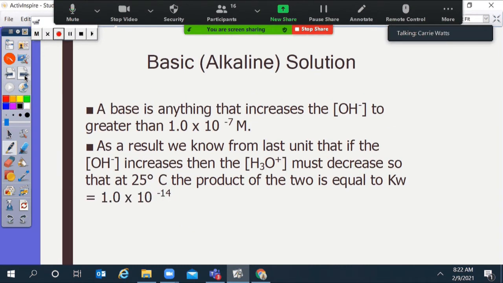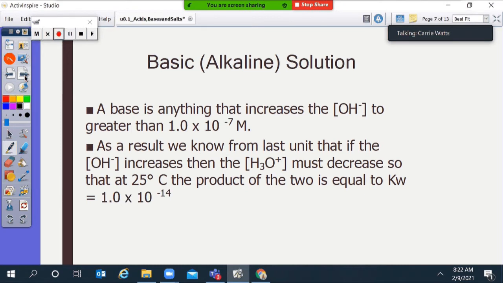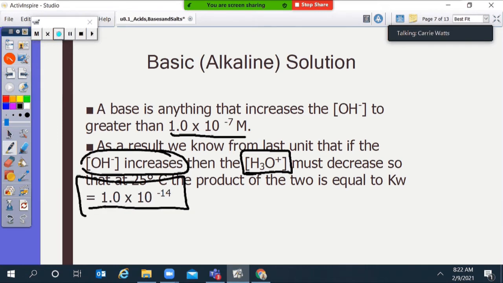All right, let's define a basic, or we can also call it an alkaline solution. A base is anything that increases the hydroxide concentration to greater than 1 times 10 to the negative 7th. As a result, we know from the last unit that if we increase the amount of hydroxide, then the hydronium must decrease, so that the product of the two is still equal to 1 times 10 to the negative 14th. Just to reiterate, OH being greater than 1 times 10 to the negative 7th would be a basic or an alkaline solution.